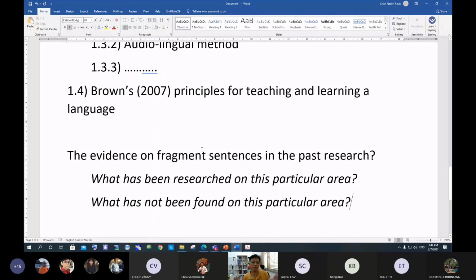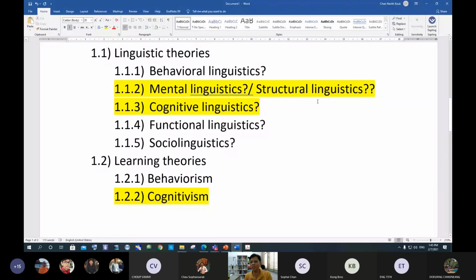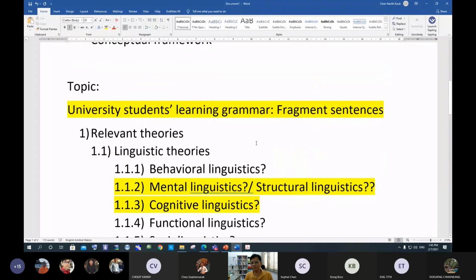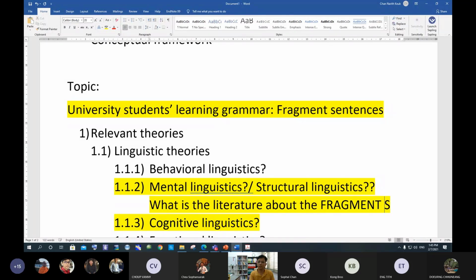Okay, now I'm talking specifically about qualitative research. So what has been researched on this particular area? What has not been found on this particular area? Then I need you to go back to your review about structural linguistics, especially fragment sentences. Now I break it down for you. So what is the literature about fragment sentences?